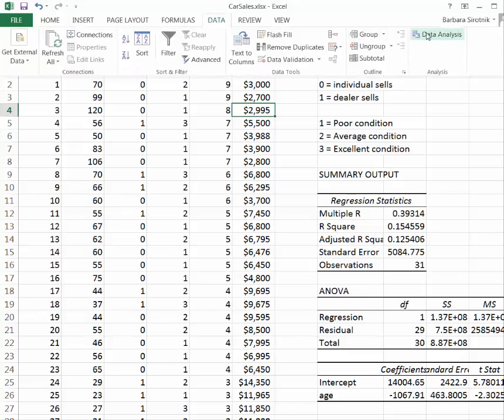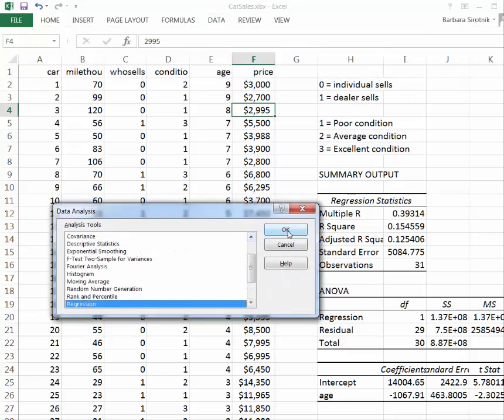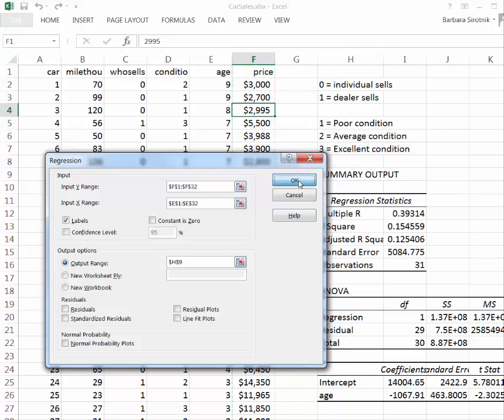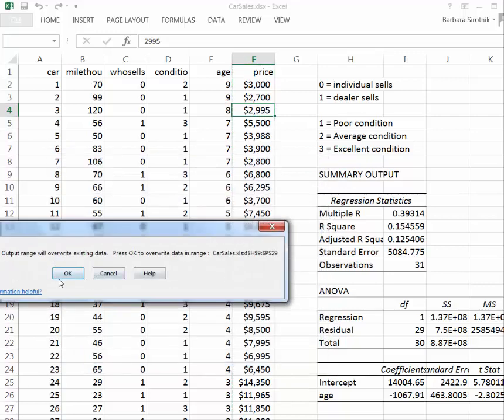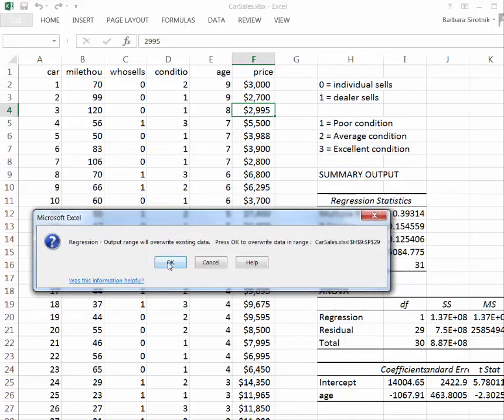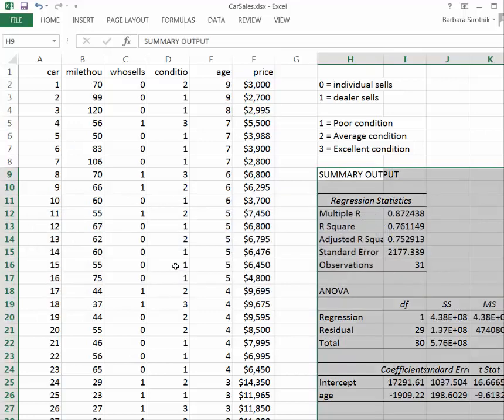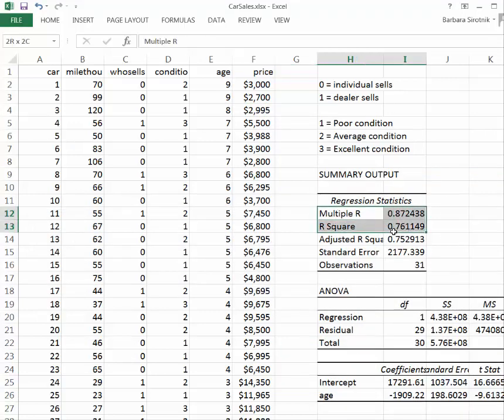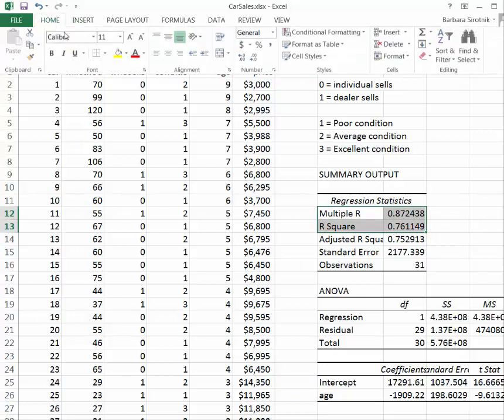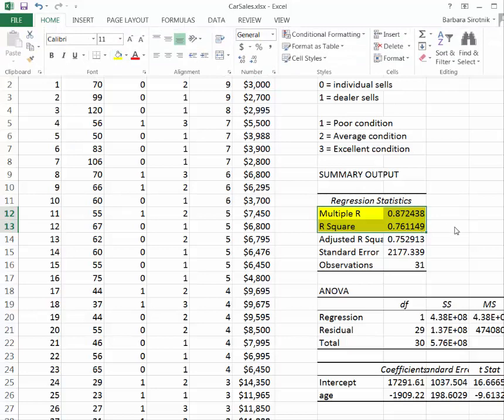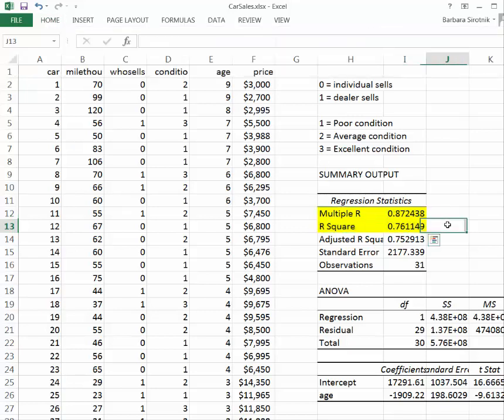And now let me run my regression one more time and see if it makes any difference at all. I am going to overwrite my existing data because I don't need the other one. That looks much, much better. Now please notice that my correlation is 0.87 and my R squared is 0.76, 76% predictive power. But now, wait a minute.